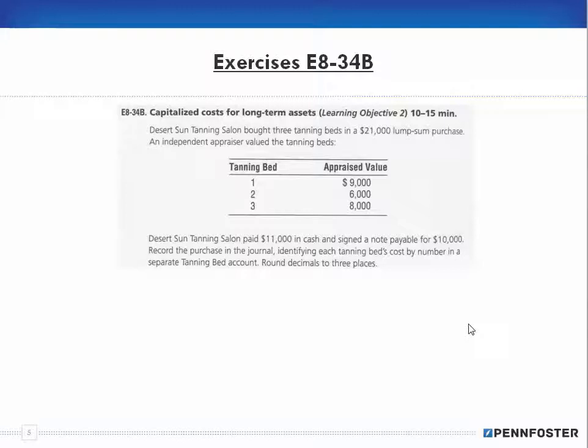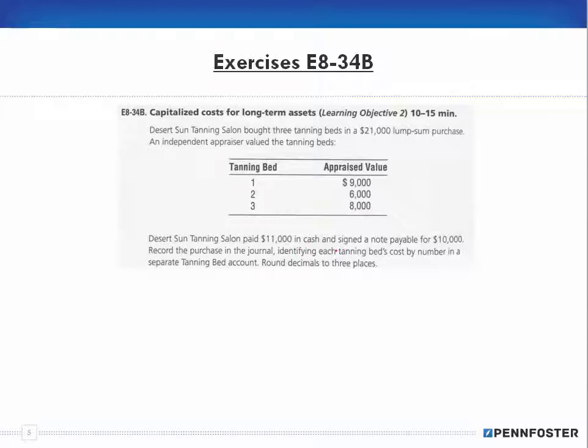Let's see, 34. It says here, Desert Sun Tanning Salon bought 3 tanning beds in a $21,000 lump sum purchase. An independent appraiser valued the beds at $9,000, $6,000, and $8,000. Okay, so that's the appraised value.